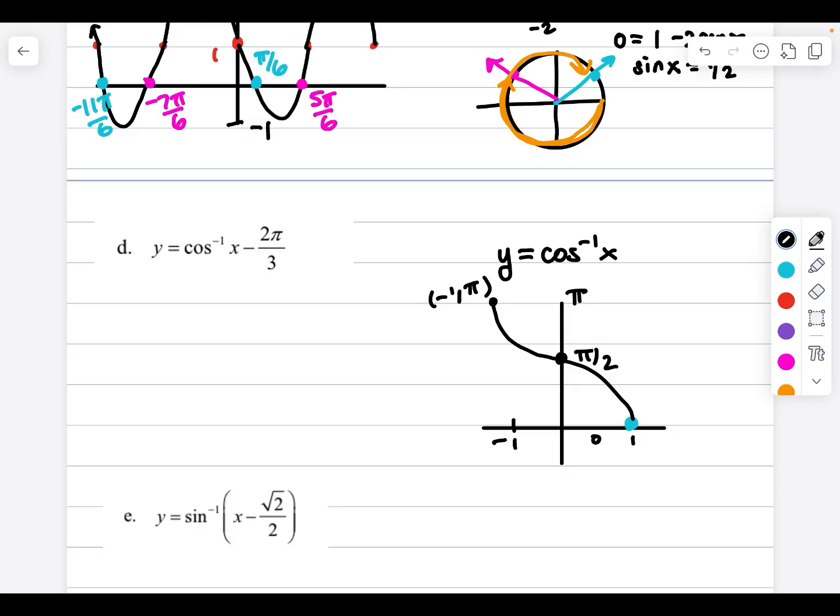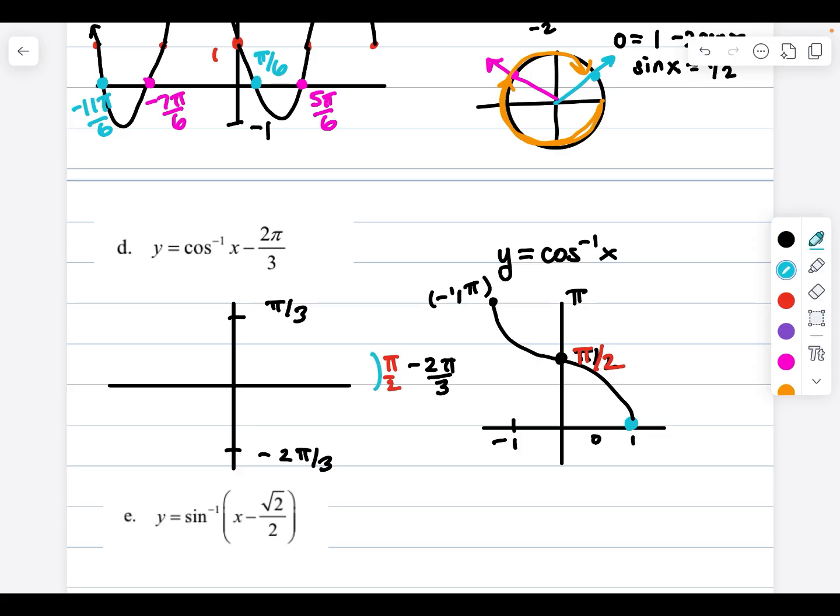So the problem we're trying to graph in part D, we're shifting that graph down 2 pi over 3. So that means our minimum value now will be negative 2 pi over 3. Our max was pi, but now it'll be pi over 3. The y-intercept of arc cosine is pi over 2. But now we have to shift every point down 2 pi over 3.